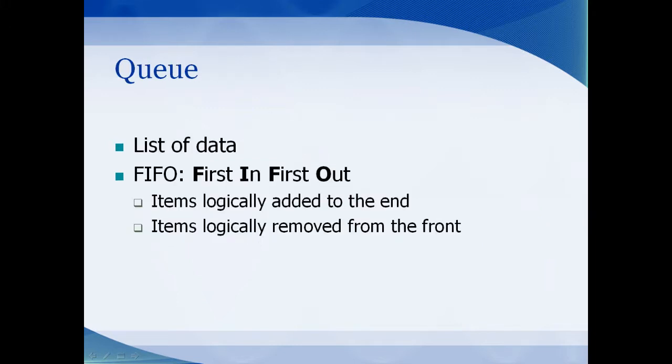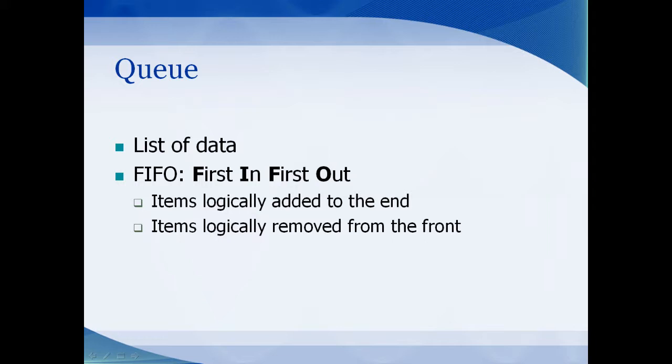A queue is another list of data, and this time instead of LIFO, we're going to use the acronym FIFO to describe it. That is first in, first out, because the items are logically added to the end of the queue and removed from the front of the queue.